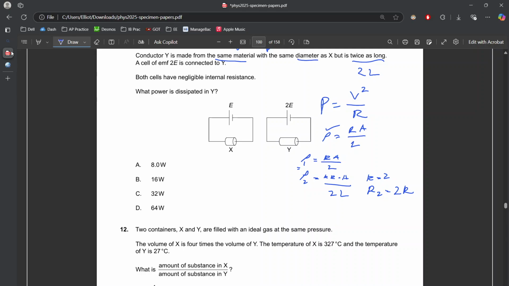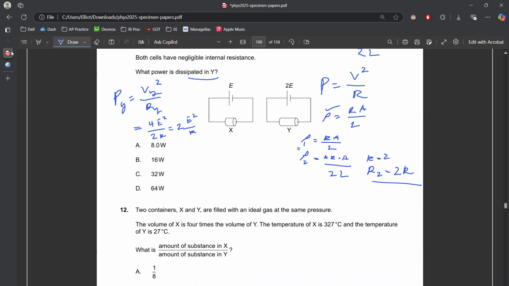Okay, so what is the power dissipated in Y? Okay, well, let us see. So the power dissipated in Y, power Y, is equal to Vy squared over Ry. Ry is just that second resistance, which is 2 times the resistance. And then Vy is equal to 2E. So this is actually going to be 4E squared over 2R, which is equal to 2E squared over R.